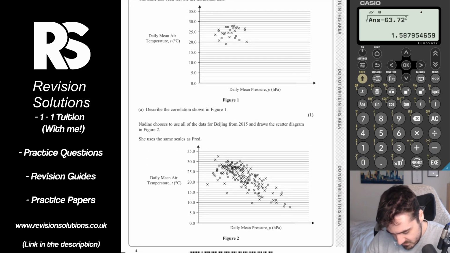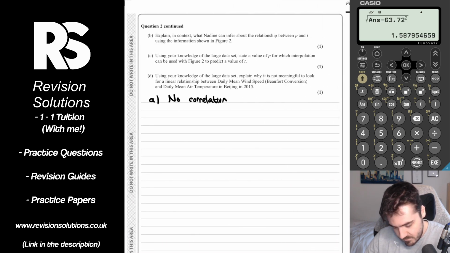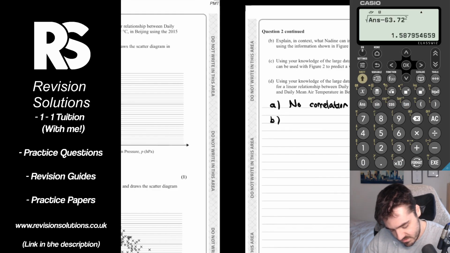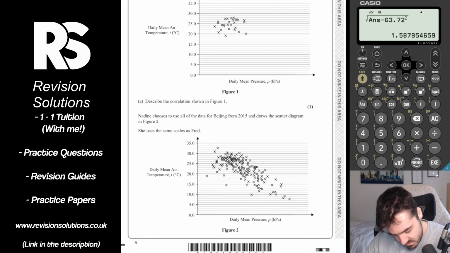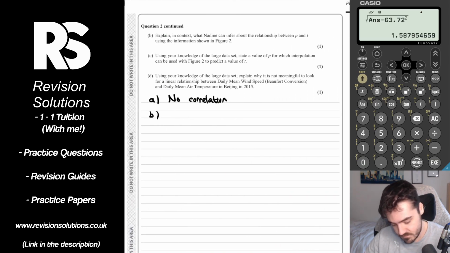Let's keep reading. Now it says Nadine chooses to use all the data for Beijing from 2015 and draws the scatter diagram in figure 2. That looks like it has some actual correlation. We've got a downward trending relationship, so a negative correlation. Explain in context what Nadine can infer about the relationship between P and T. I just mentioned it's negative correlation, but they say in context. So a negative correlation means we can expect a decrease in daily mean air temperature if there is an increase in daily mean pressure.